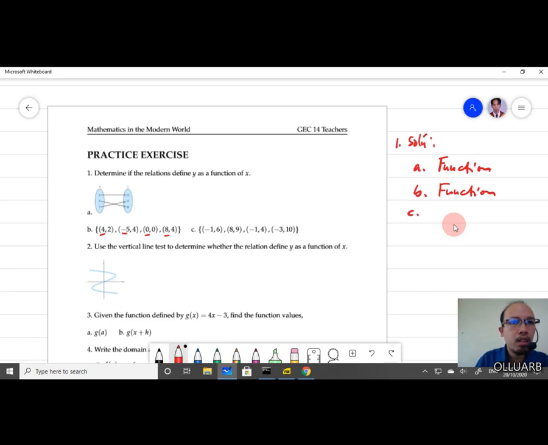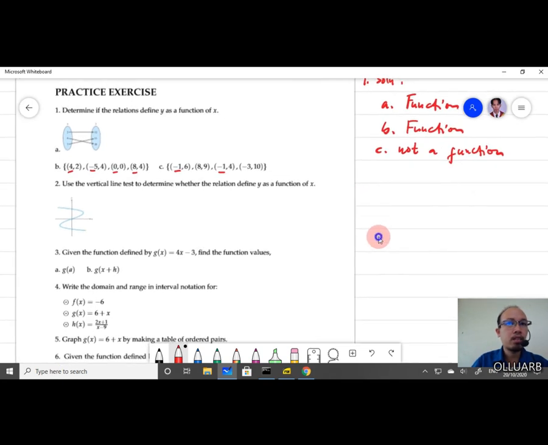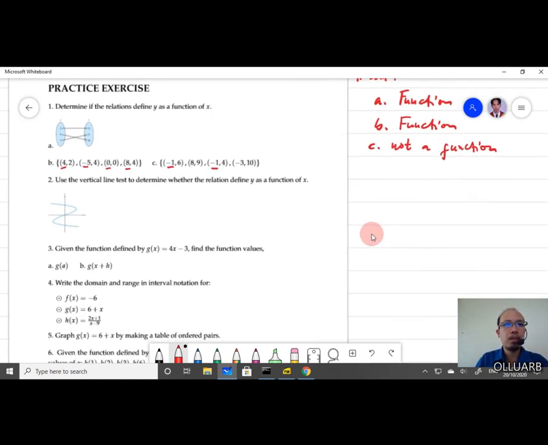So for letter C, it violates the definition of a function. Why? Because there's an ordered pair, negative 1 and 6, and negative 1, 4, in which the first component is the same. So meaning this is not a function. Okay? So that's the answer for 1, letter A, B, and C.